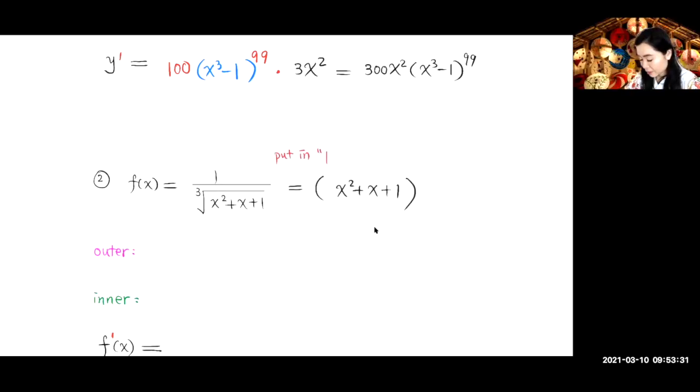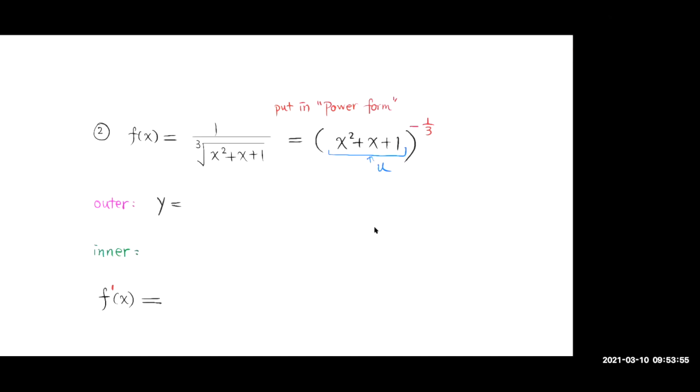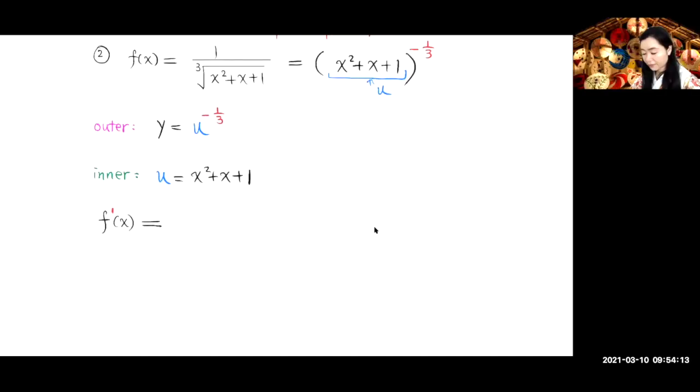Yes, you got it. So we put that in power form. So this will be this to the negative 1/3 power. So the inner function over here will be this. So that will be u. Okay. So the outer function is what? Oh, the negative 1/3. U to the negative 1/3 power. Yes, you got it. So the inner function will be x squared plus x plus 1. Now we're going to use the chain rule to differentiate.